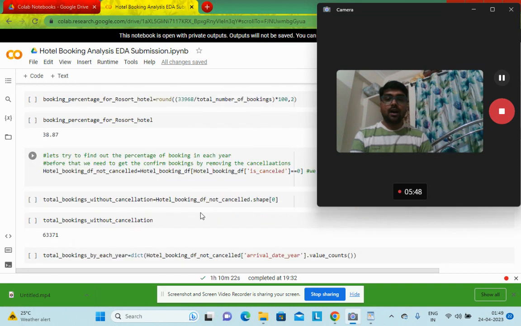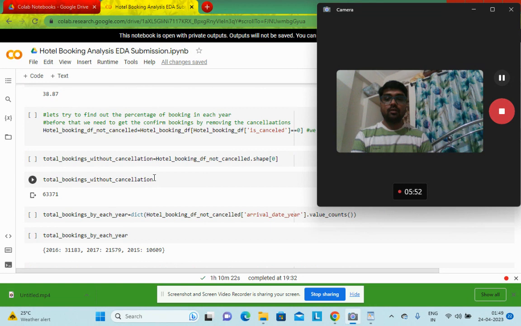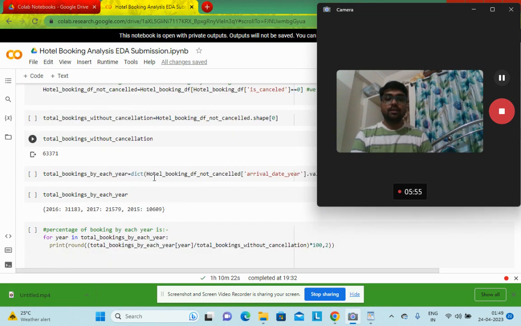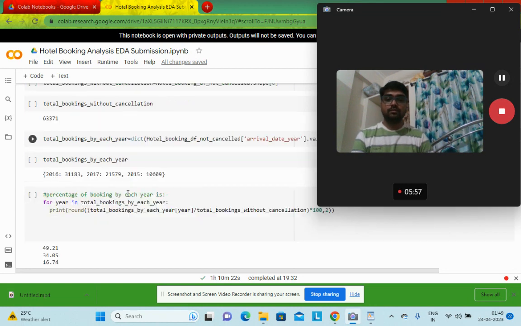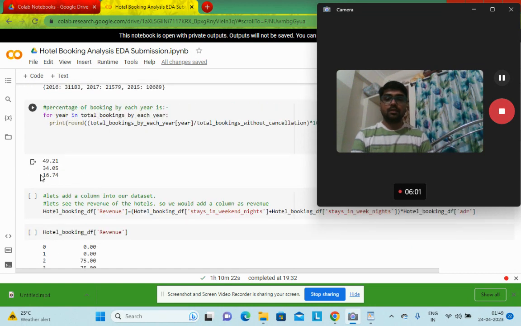Next, I have also checked the year-wise booking percentage. This is the year-wise booking percentage.